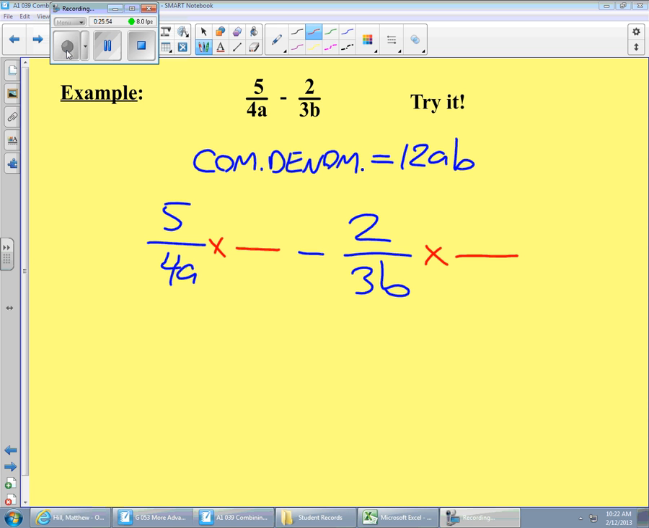Looks to me like in order for a 4a on the left to become a 12ab, it needs to multiply by a 3 and by a b. And whatever we do to the denominator, we must do to the numerator to keep the fraction true. On the right-hand side, in order for a 3b to become a 12ab, we need a 4 and we need an a, and whatever we do to the denominator, we have to do to the numerator also to keep the fraction true. Okay, so from there, we ought to be able to start to simplify some stuff, join our ratios together.